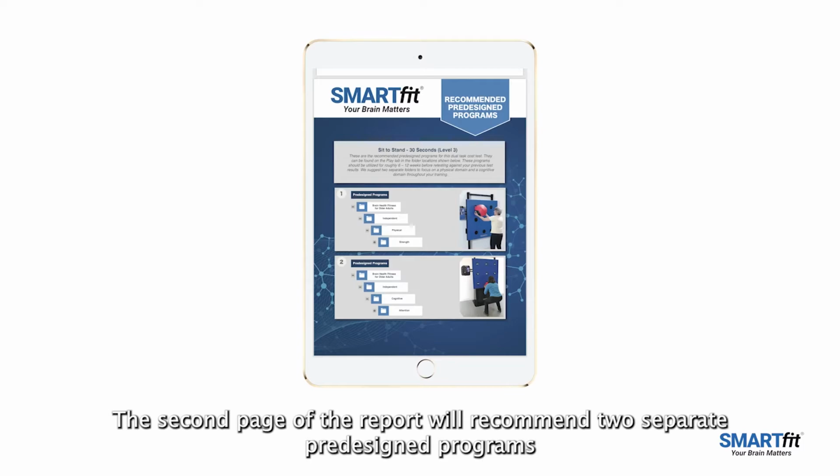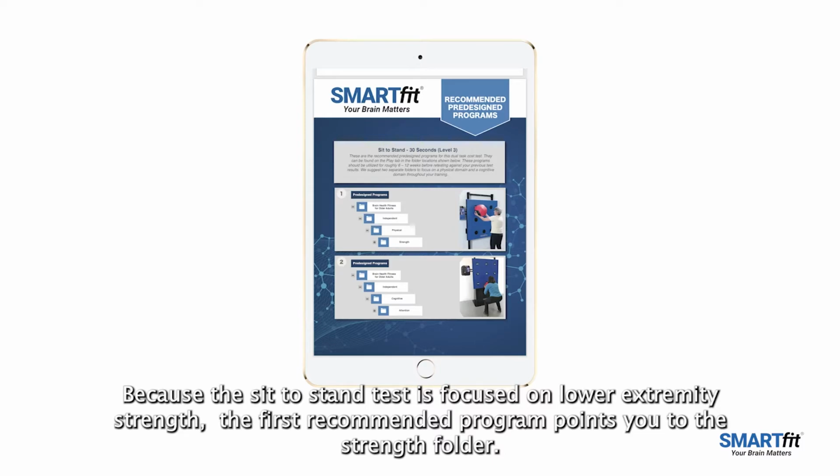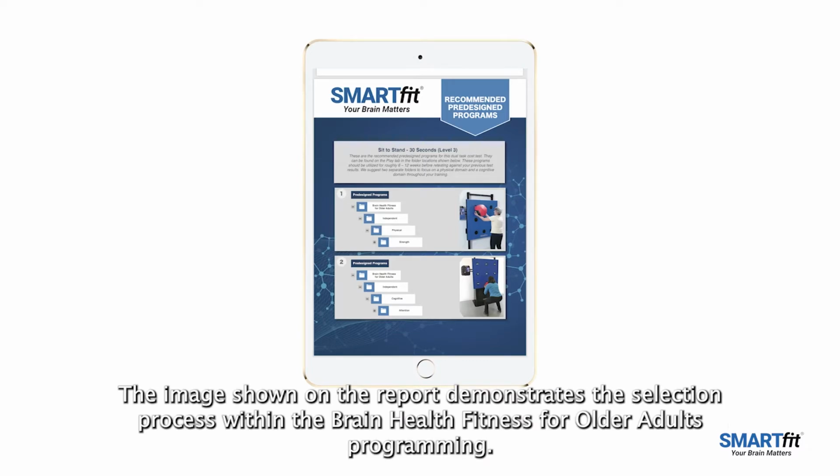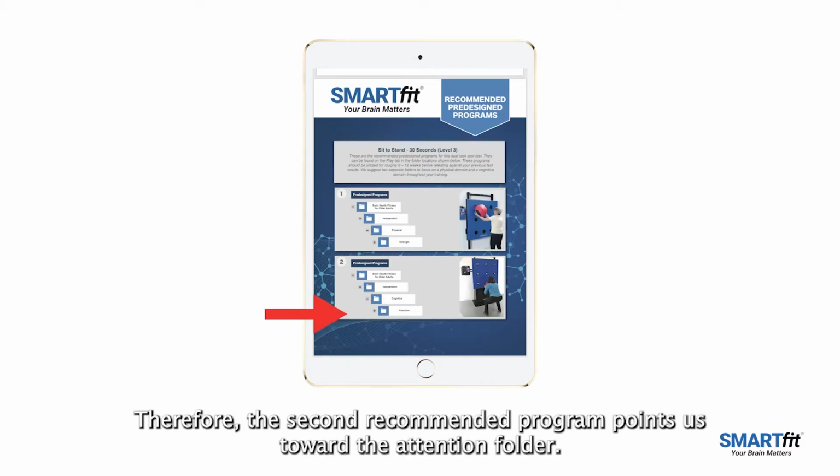The second page of the report will recommend two separate pre-designed programs, which are intended to improve the results of the dual task cost test on the retest. Because the sit-to-stand test is focused on lower extremity strength, the first recommended program points you to the strength folder. The image shown on the report demonstrates the selection process within the Brain Health Fitness for Older Adults programming. Additionally, the primary cognitive focus of this test was attention. Therefore, the second recommended program points us toward the attention folder.